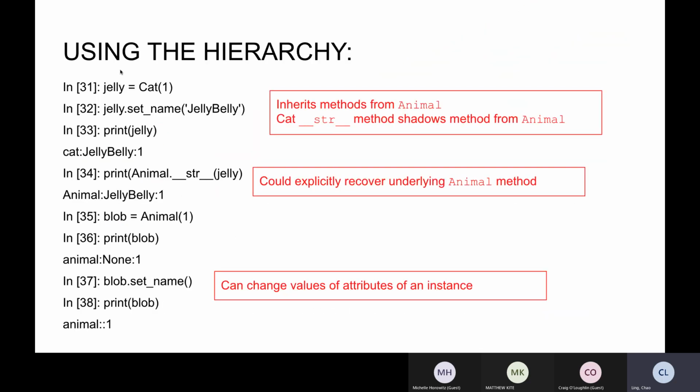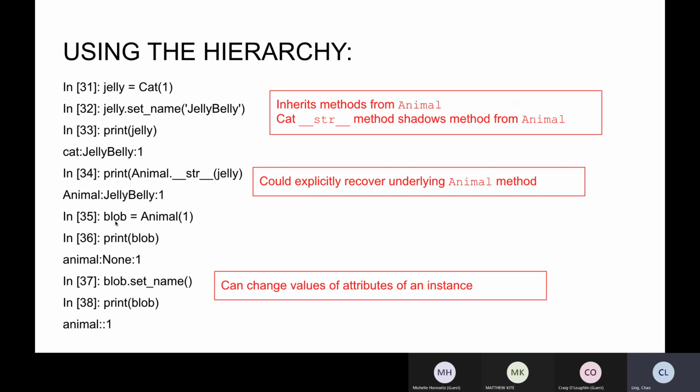Okay, so here's an example. Once you define a cat, you can define some instances of cat. Like Jelly is 1 year old, the name is Jelly Belly, and you print Jelly, it will print the cat, the name and age. And if you print the animal's string function, it will print the name and age, however the tag is animal. So basically, you are using the animal's representation, not the cat's.